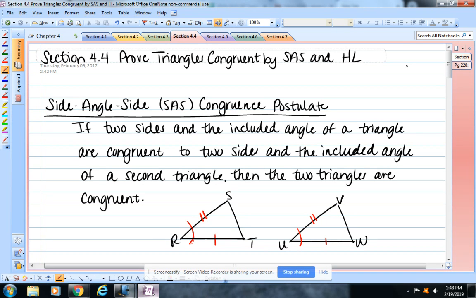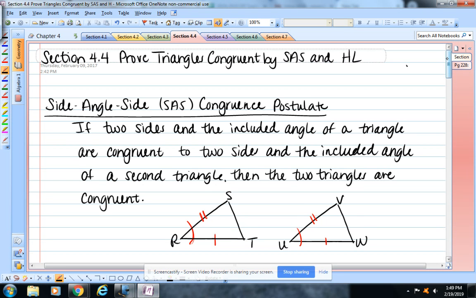Alright? So side angle side does exist. It says if two sides of a triangle and then the included angle of a triangle are congruent to two sides and the included angle of a second triangle, then the two triangles are congruent by side angle side. Now what it means by included angle, you got two sides you know are congruent. The included angle is the angle between those two sides. Okay? Included angle is the angle between two congruent sides. Does that make sense? So this one's congruent to this one. This one's congruent to this one. The angles between the sides are congruent. So therefore, these two triangles are congruent by side angle side.